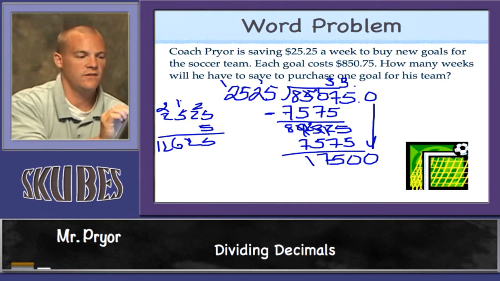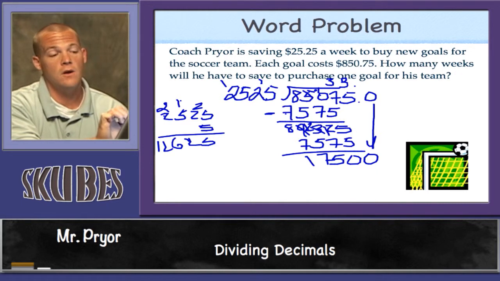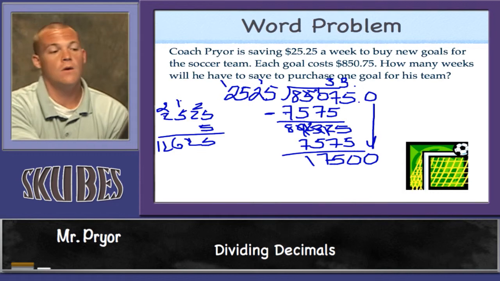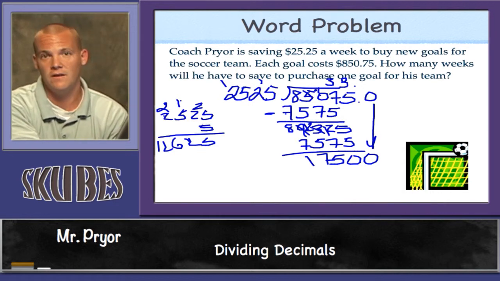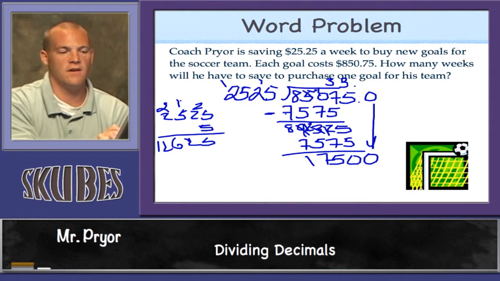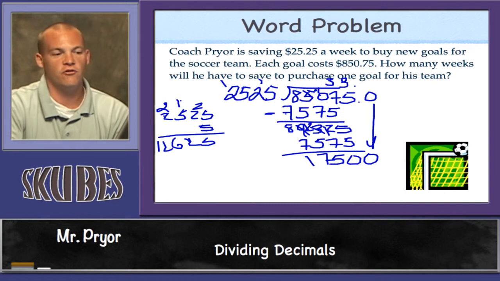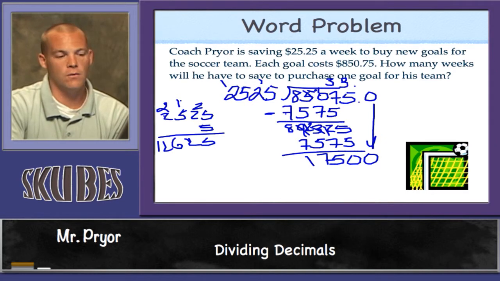However, since we know that this number is going to end up being 5 or greater, we can go ahead and either round up to say approximately 34 weeks, or we can just keep it at 33 weeks. At this point, there's really no reason to continue dividing, because the question here is how many weeks will he have to save to purchase one goal for his team, and we kind of already know that. It's going to be at least 33 weeks, maximum 34 weeks.